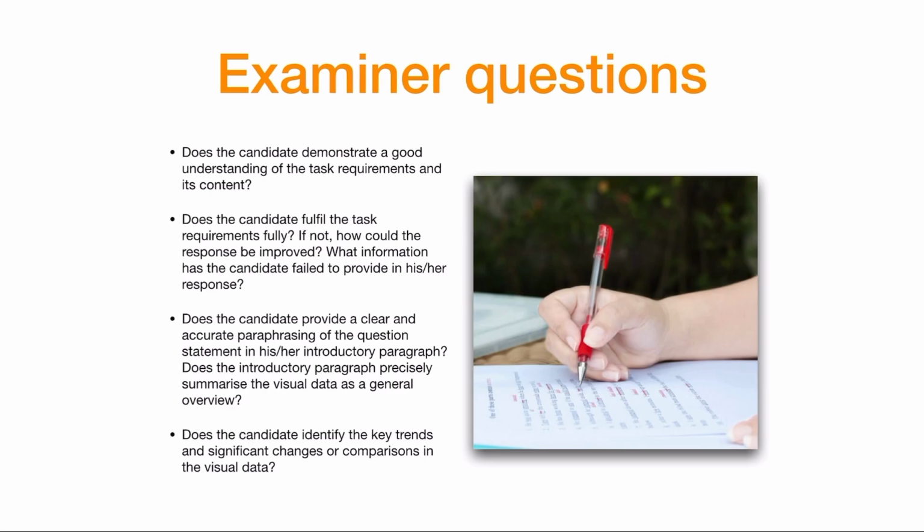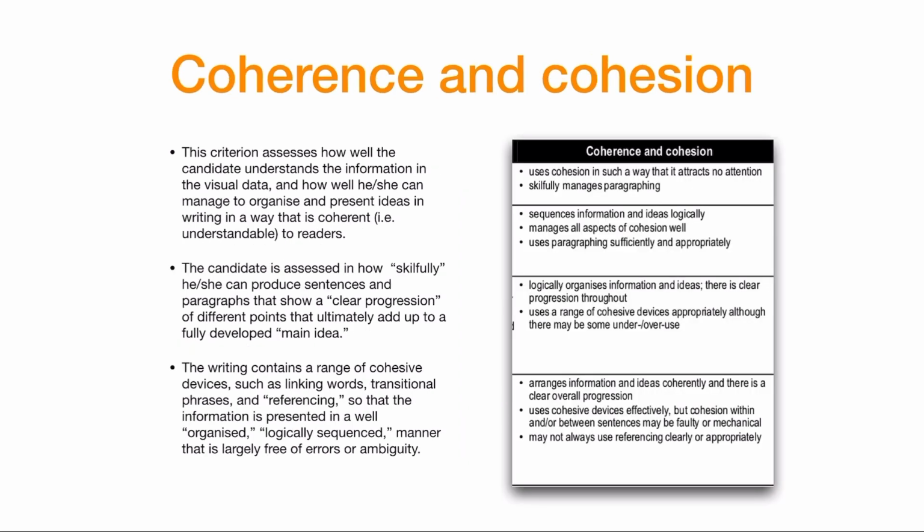Examiner questions. Does the candidate demonstrate a good understanding of the task requirements and its content? Does the candidate fulfill the task requirements fully? If not, how could the response be improved? What information has the candidate failed to provide in his/her response? Does the candidate provide a clear and accurate paraphrasing of the question statement in his/her introductory paragraph? Does the introductory paragraph precisely summarize the visual data as a general overview? Does the candidate identify the key trends and significant changes or comparisons in the visual data?